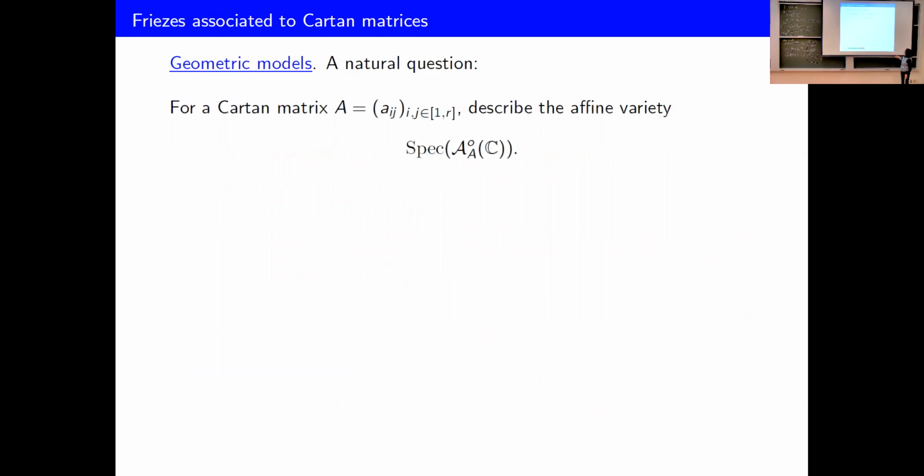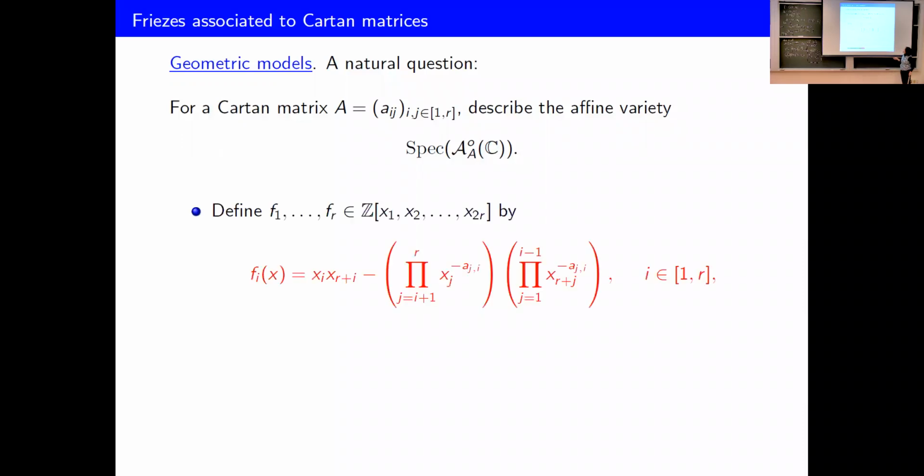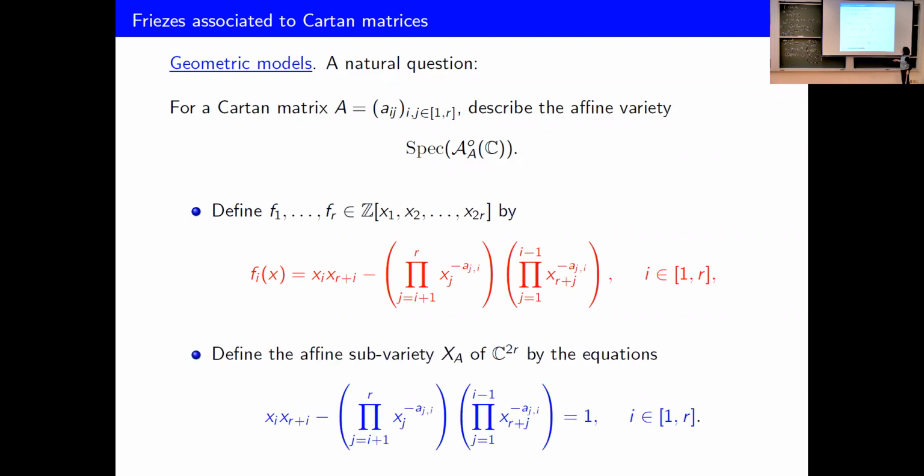Some people ask the question: I take a Cartan matrix and look at the affine variety, and what does it look like? Here's the answer. Remember, all your input is a Cartan matrix, with these Cartan integers, of rank R. For each i, you write down this function, explicit in terms of Cartan integers. Then you define a subvariety of C^2R by setting every one of these functions equal to 1. And that is your variety.